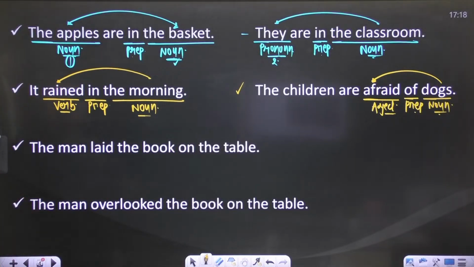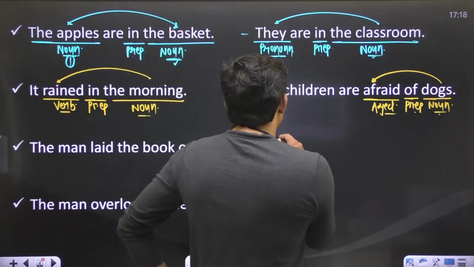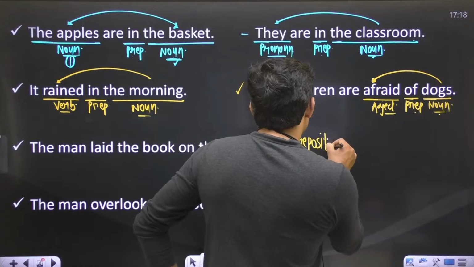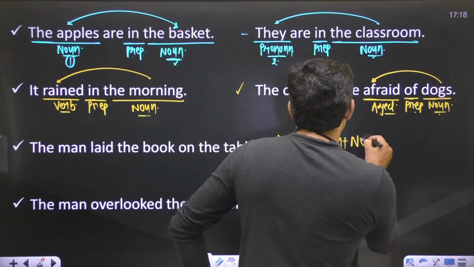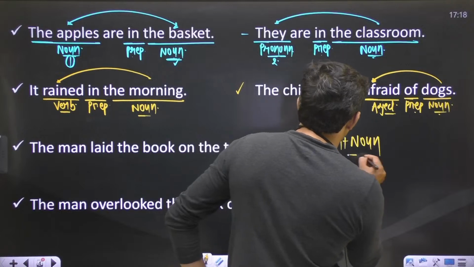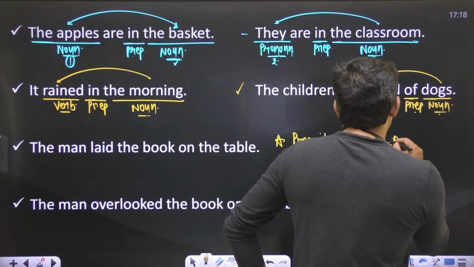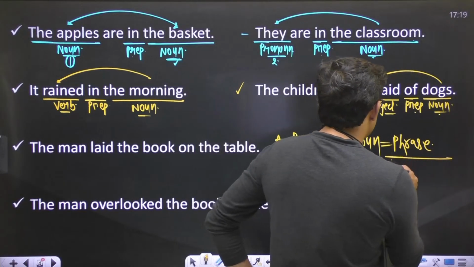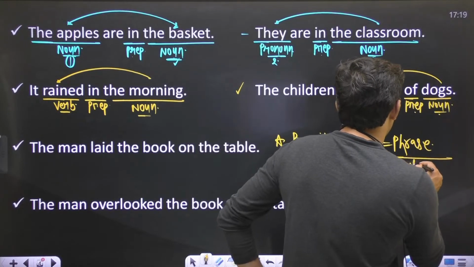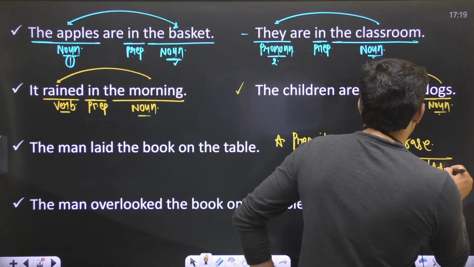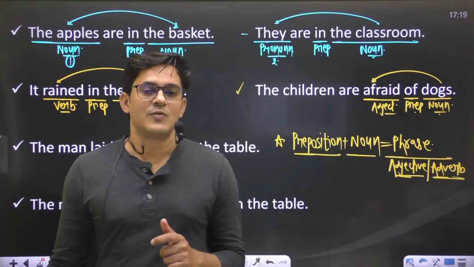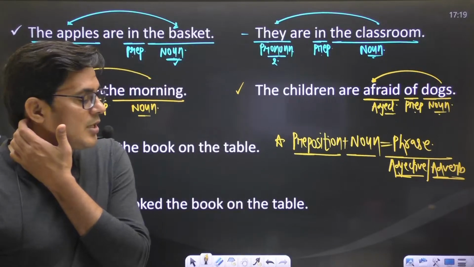Okay, next sentence: the man laid the book on the table. One more thing, make sure, as I said, a preposition is used before a noun, and this preposition plus noun collectively becomes a phrase. Preposition plus noun is a phrase, and this phrase either acts as an adjective or as an adverb. Make it clear.